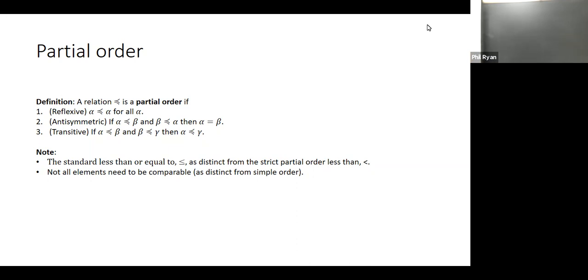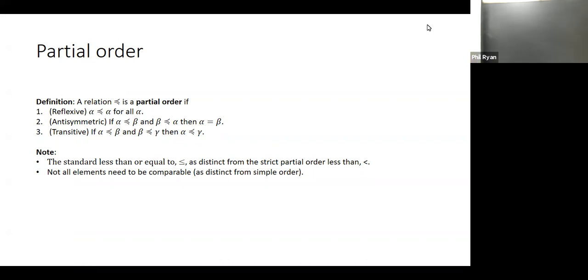So something is always less than or equal to itself. It's anti-symmetric. So we've got alpha less than or equal to beta and beta less than or equal to alpha, then alpha equals beta. And the transitive property, right? So alpha is less than or equal to beta, beta less than or equal to gamma, then alpha is less than or equal to gamma. Okay.